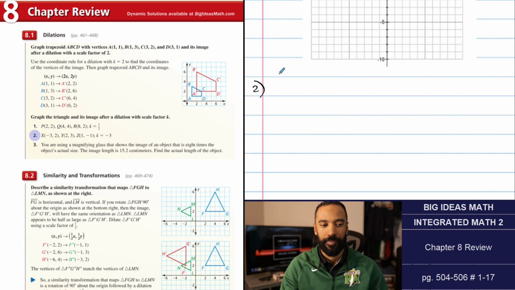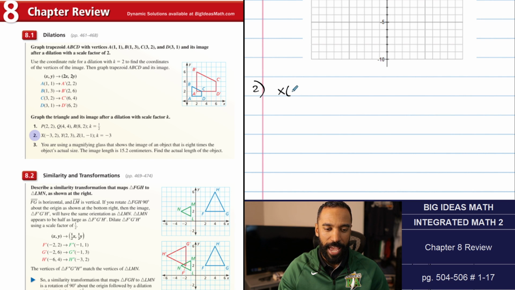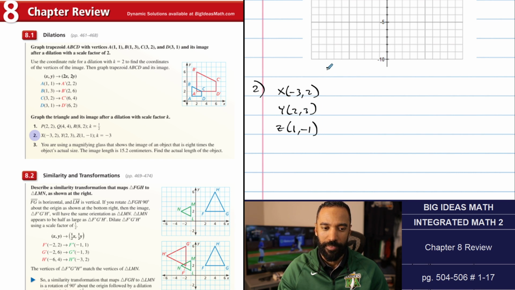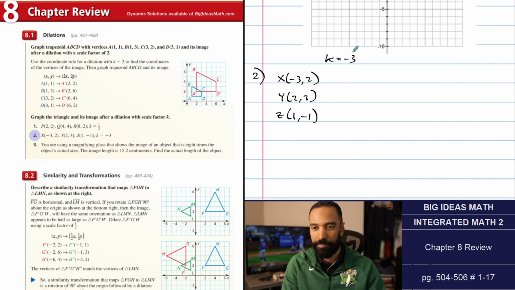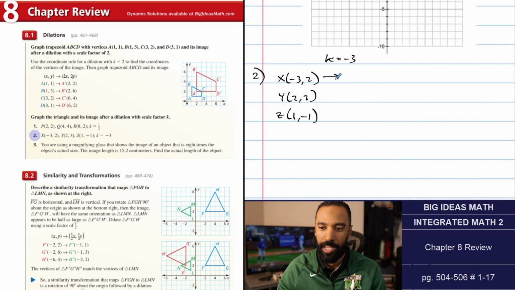All right, number 2. Let's write these out first. X is at negative 3, 2. Y is at 2, 3. Z is at 1, negative 1. You have a scale factor of negative 3. Scale factors can be negative. We'll check out the effect. Let's go ahead and get what those results are first.